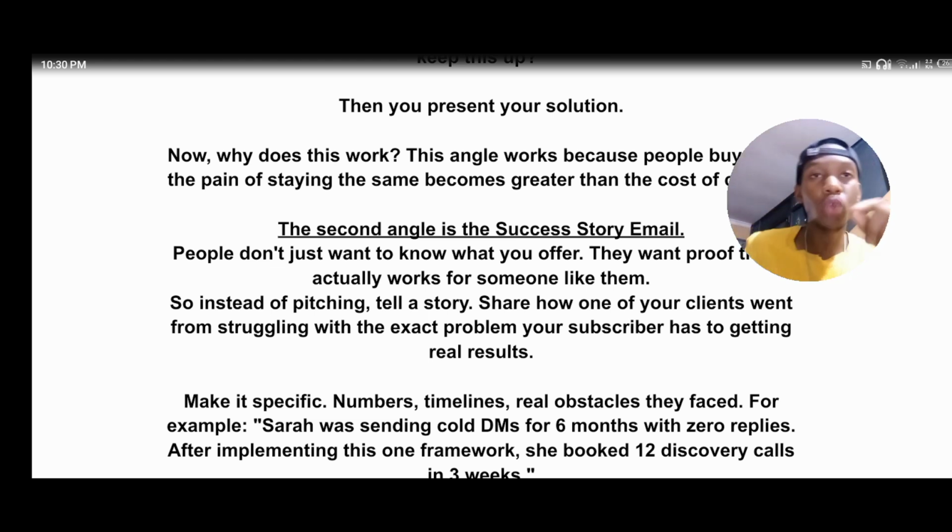Here what you have to understand is that people don't just want to know what your offer is or what your solution is. They want proof that it actually works, okay? Or even that it has worked for someone else who is in the same position as them, okay? So instead of pitching, tell a story.